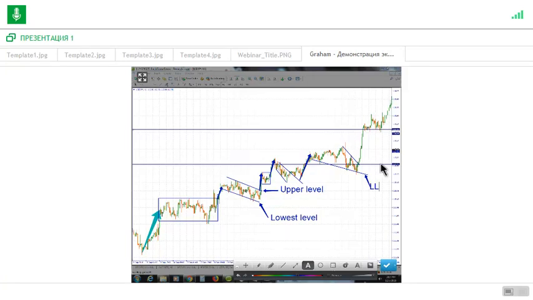This is the lower level. We use an abbreviation, lower level. And then we also have the upper one, which is the upper level. Then the price proceeds even higher before we see another consolidation there.